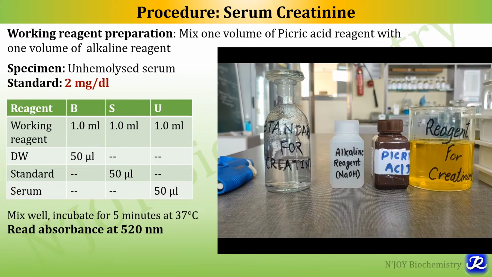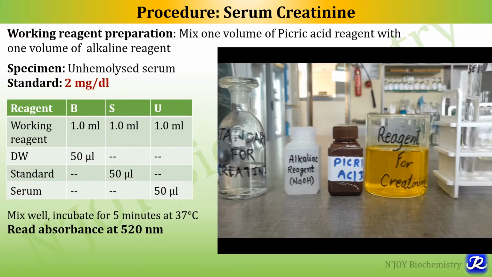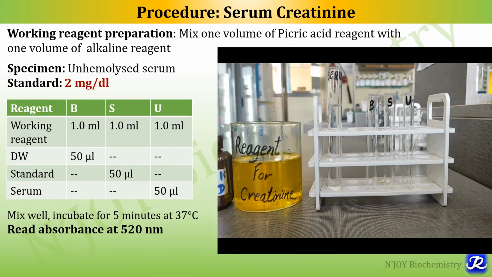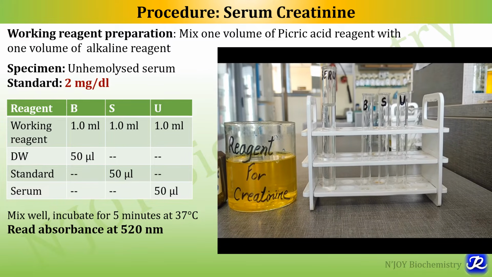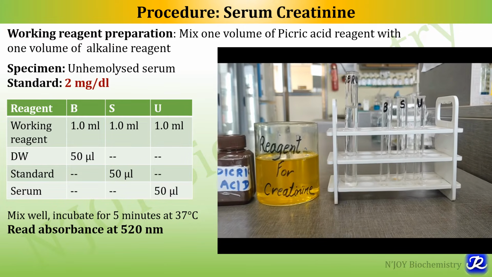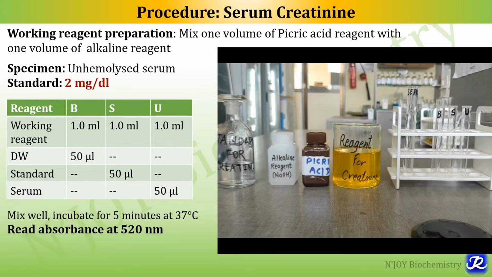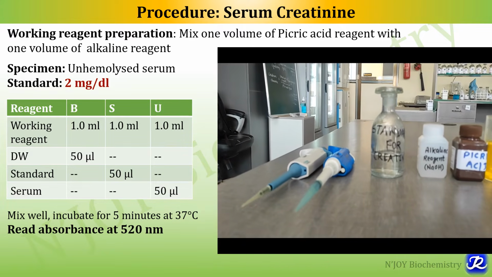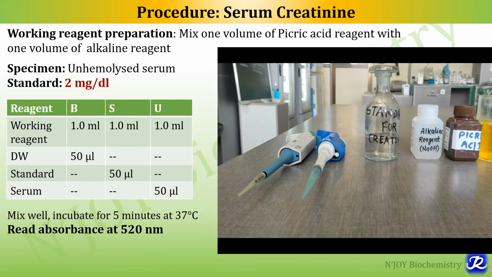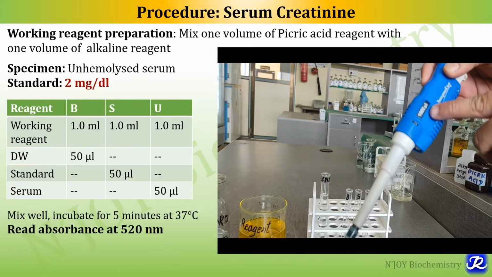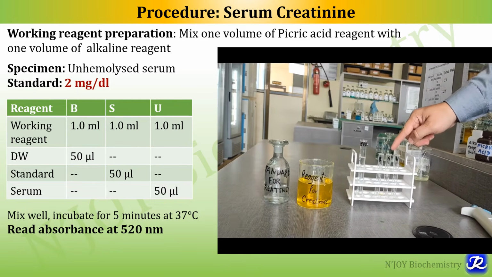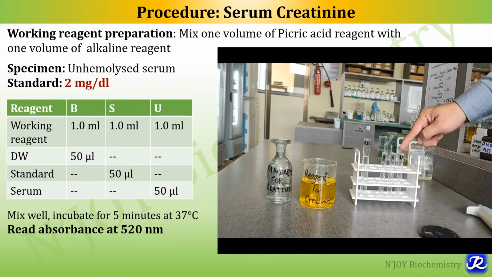For creatinine, we require standard 2 mg per deciliter, and we require the unhemolyzed serum. Here we have prepared artificial serum sample, as this video is for the academic purpose. And we need 2 micropipettes, one for taking 1 ml of working reagent and the other for taking 50 microliter. So let's first take the 1 ml of reagent in the 3 test tubes: blank, standard and unknown.